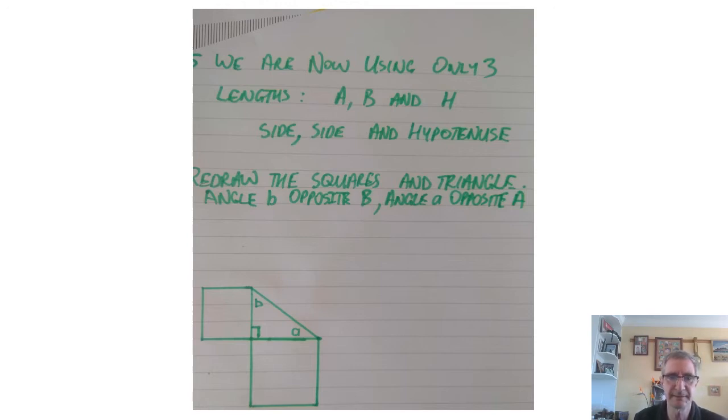One length is a big A, which is your height, and that is opposite an angle here which I've labeled A. The other is the base, which I've called B, and that's opposite a little angle B. And then you've got the 90 degrees, or your right angle, and opposite that is the hypotenuse.